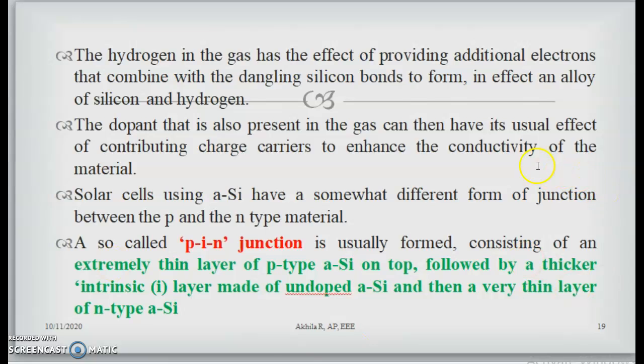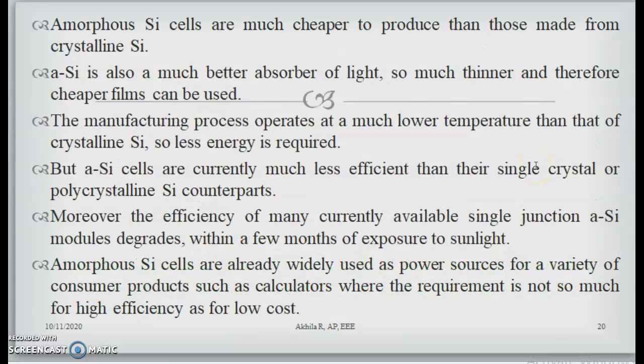Now let's see some of the advantages of these amorphous silicon cells. They are much cheaper to produce than those made from crystalline silicon. It is also a much better absorber of light, so much thinner and therefore cheaper films can be used. And the manufacturing process operates at a much lower temperature than that of crystalline silicon, so less energy is required. But amorphous silicon cells are currently much less efficient than their crystalline counterparts, and the efficiency of many currently available single junction amorphous silicon cells degrades within a few months of exposure to sunlight.